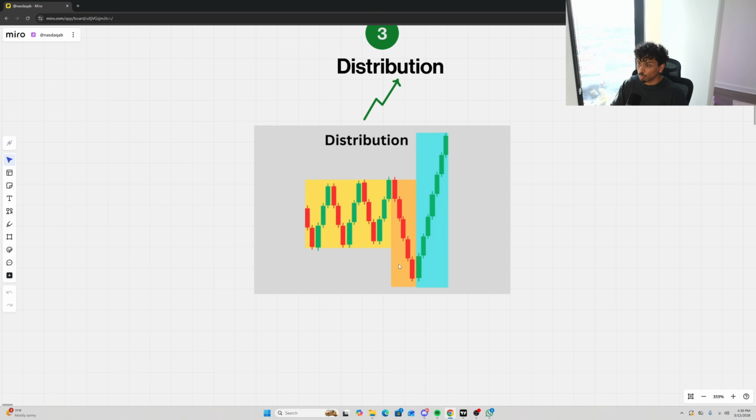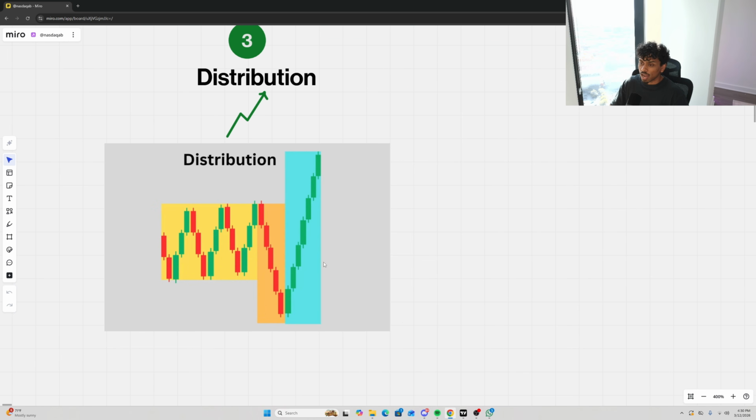So this is the real move that we want to be getting in, and this is how we catch our continuation entries, through this distribution phase.